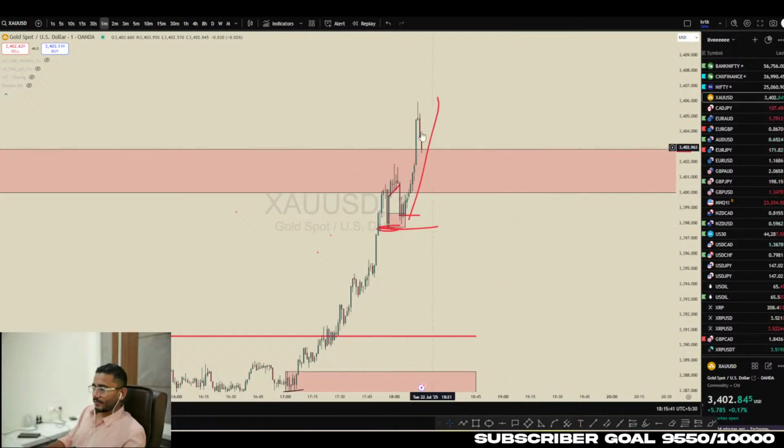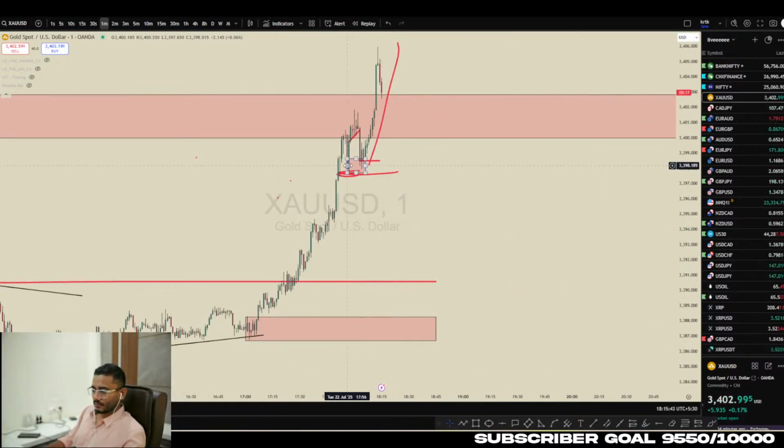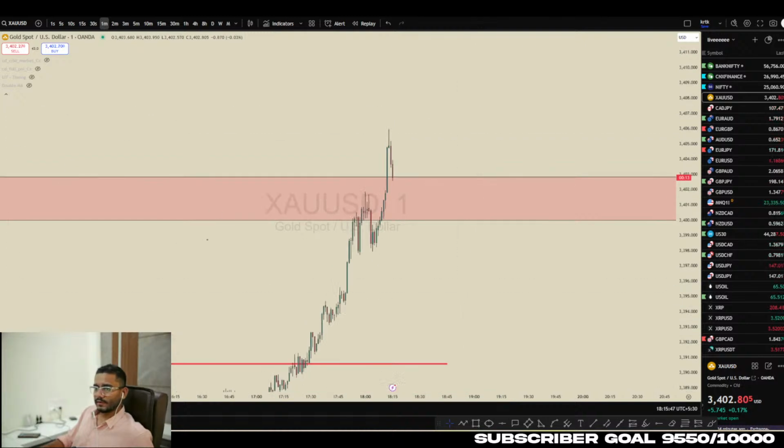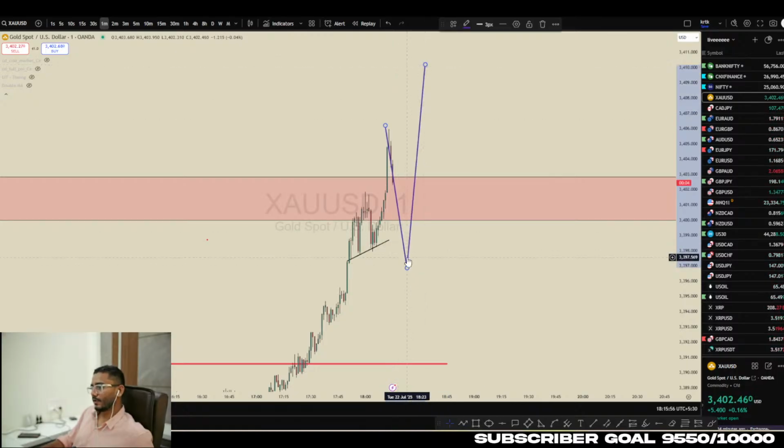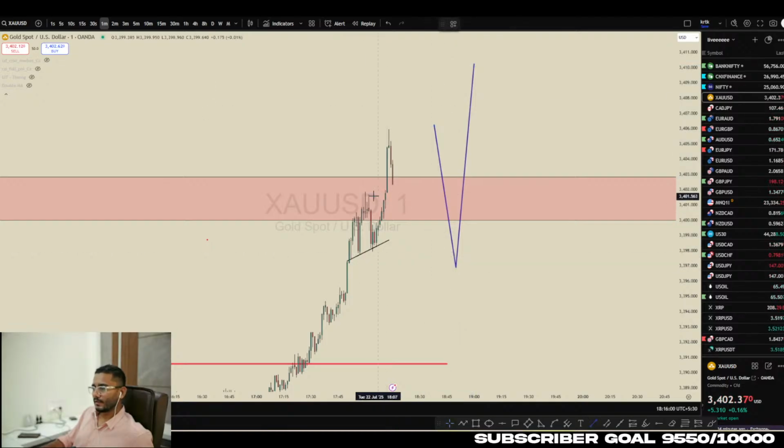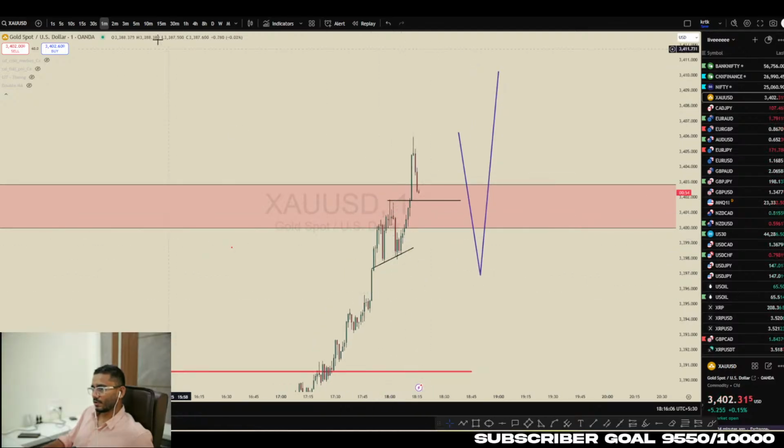Now, what can happen is on gold, it has created this trend line liquidity. So price should sweep this liquidity, and then it can continue higher. So this is one possibility, and again, this is the high which gave a liquidity sweep over here. Like this is where price started to go down.